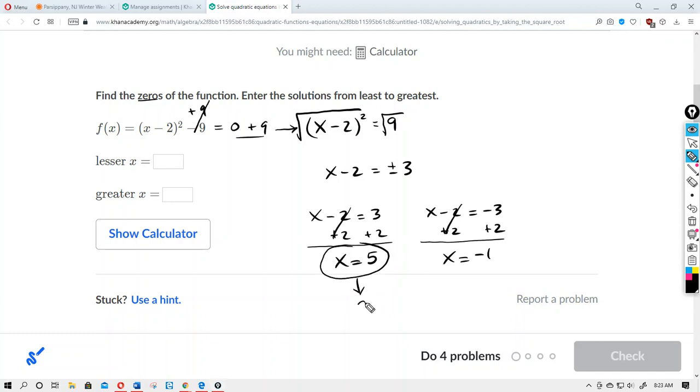X equals 5 is our greater. X equals negative 1 is our lesser. So for the lesser x, negative 1. For the greater x, positive 5.